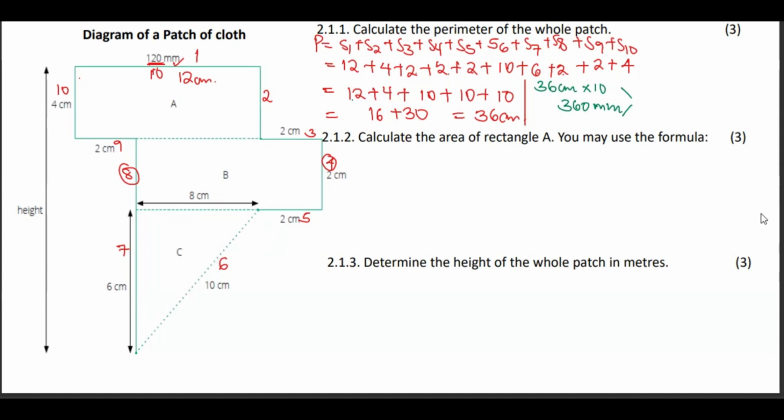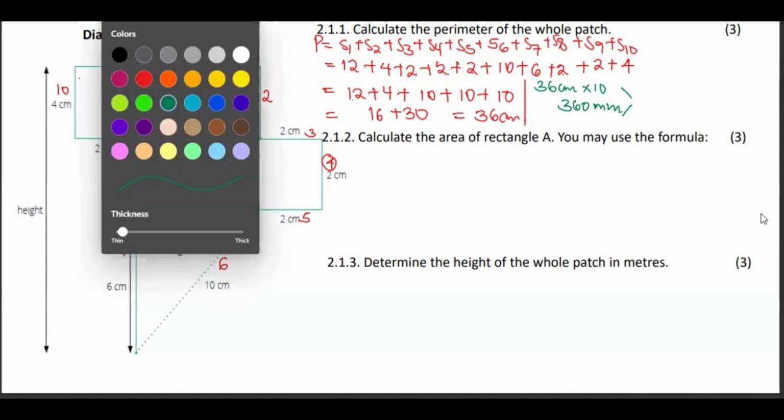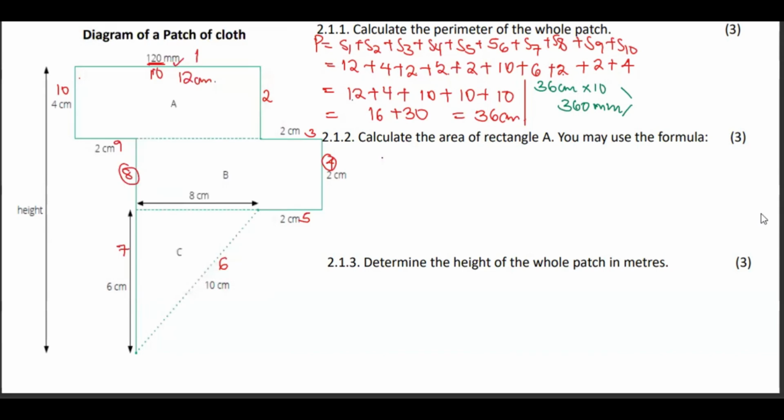All right, let's look at question number 2.1.2. Calculate the area of rectangle A. We are looking at rectangle A. You may use the formula that you usually know: area equals L times B. Why am I using this? Because the shape we are looking at is a rectangle. So rectangle A, it's this one here.